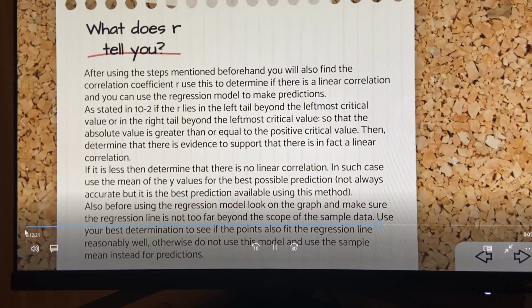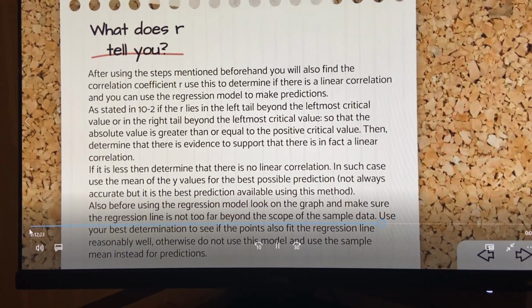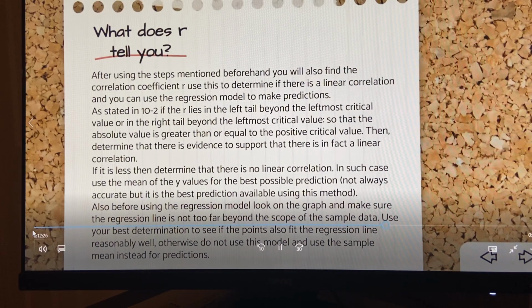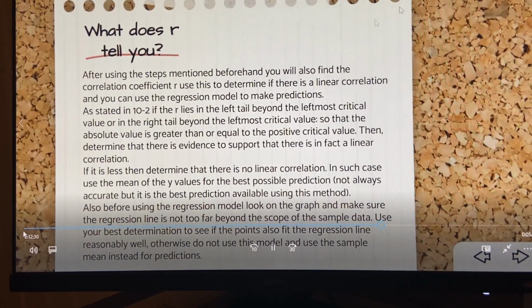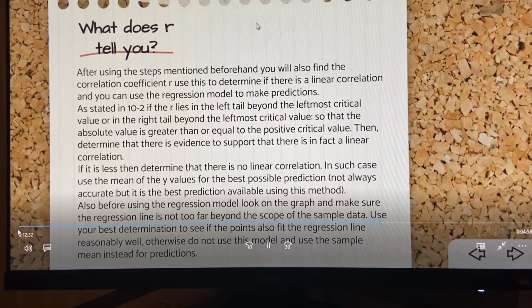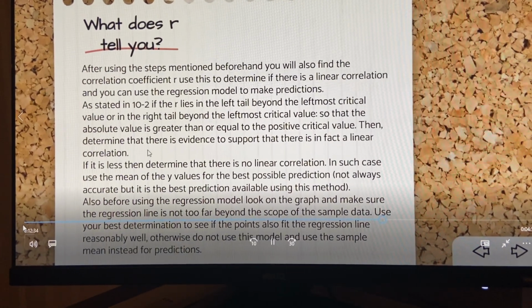The mean of the Y values is going to give you the best prediction in that case, because you cannot use this model. The regression line that you're going to get is a straight line, and if it is not equal to or greater than the critical value, it means there's not a linear correlation.